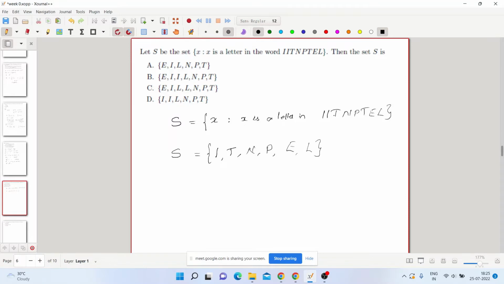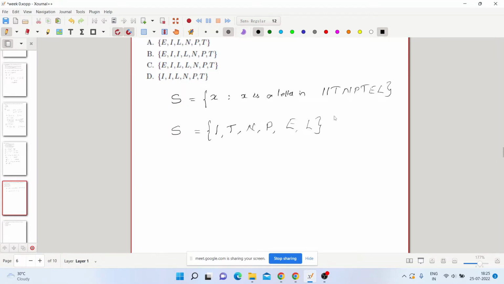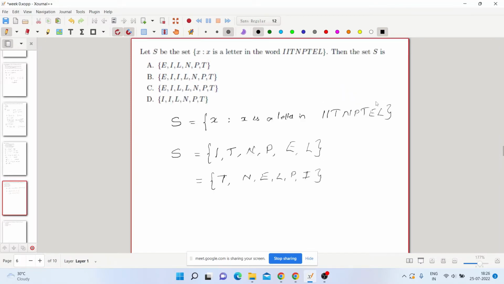In a set we don't have any order, that is, we can write the elements of the set in any order. For example, I can write this S in a different way, like T, N, E, L, P, I. The only thing is I should list all the elements and not miss anything, but the order can be anything. So from the options we just need to check T, N, E, L, P, I. So A is the correct option.